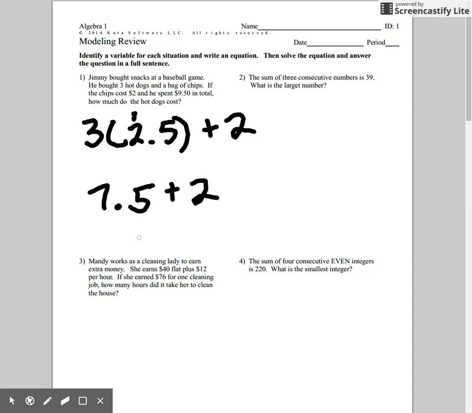Plus 2, $9.50. It checks out. So the answer is 2.5. Okay.